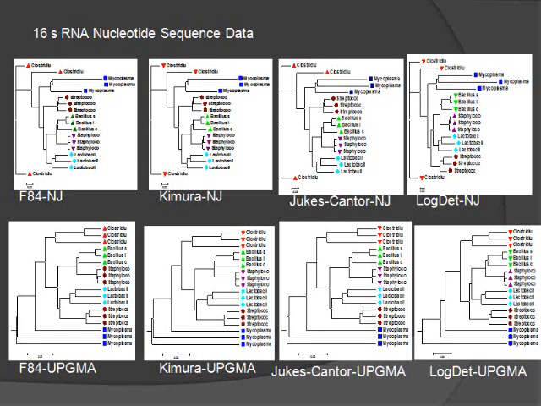Now this was the 16S RNA nucleotide sequence that I used. I told you, this row contains the neighbor joining and this contains the UPGMA algorithms for tree drawing. In this case, F84, Kimura, Jukes-Cantor and LogDet were used. Do you find any change over here? Okay, the color is changed there, but blue.